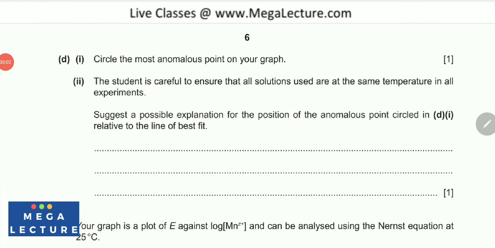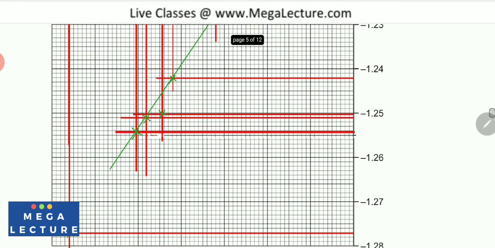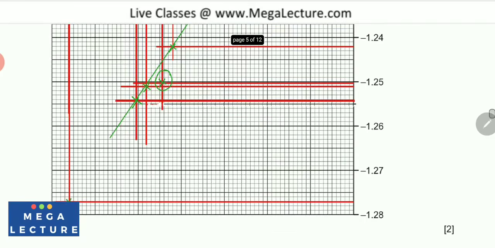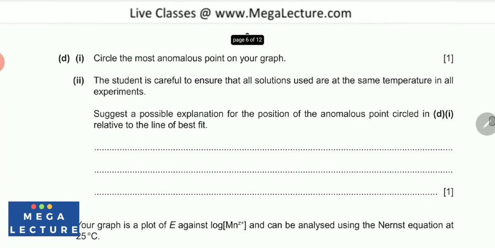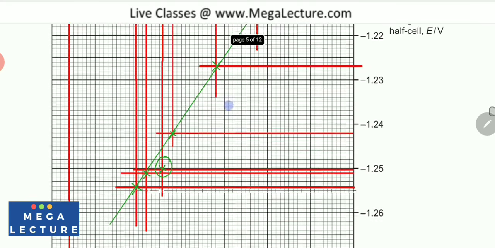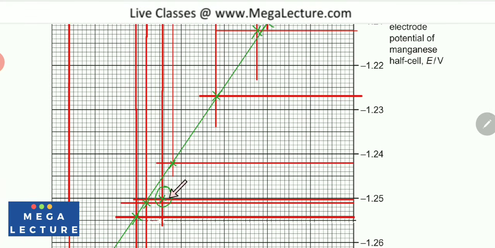Now let's move to the next part of the question, which is D part one. Circle the most anomalous point on your graph, which I just explained right now. The most anomalous point is this one. It's really far off from the line, so I've circled it. That's one mark. Now, the student is careful to ensure that all the solutions used are at the same temperature in all experiments. Suggest a possible explanation for the position of the anomalous point circled in D1 relative to the line of best fit. So we need to explain why you're getting an incorrect value over here.